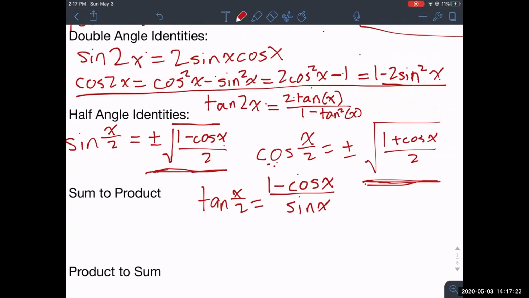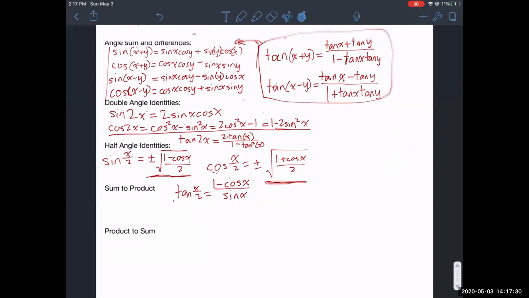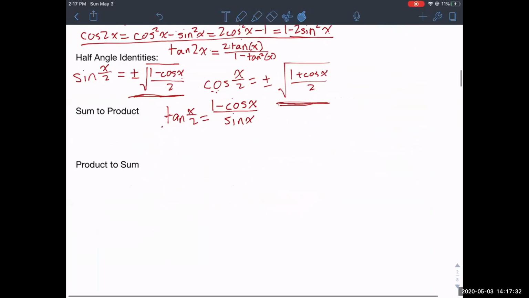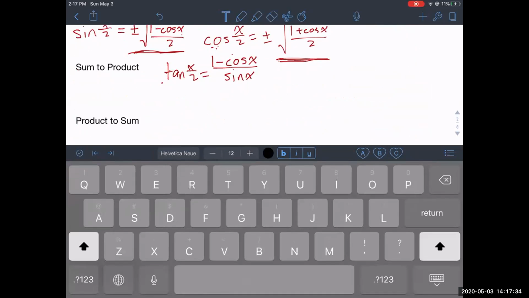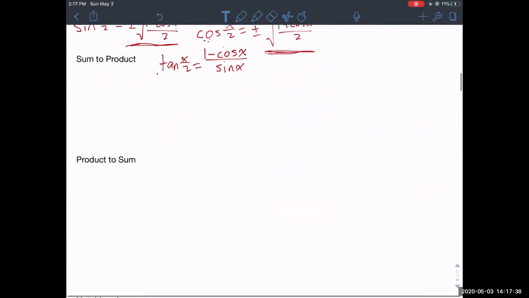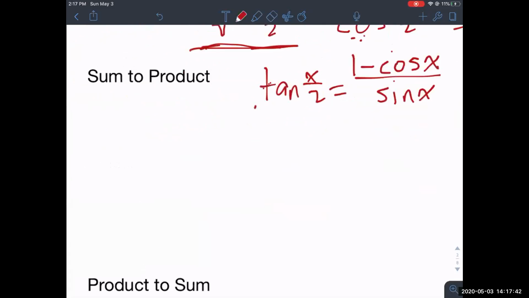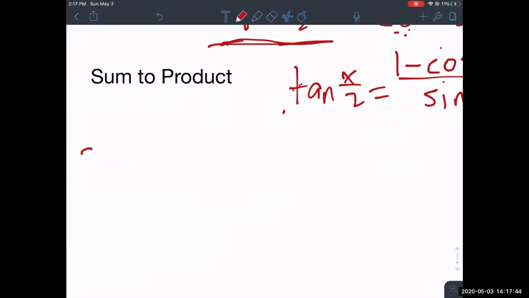All right, now for these last two, and these are definitely pretty tricky to know. Honestly, I can't even remember sum to product off the top of my head, or product to sum. But if you can remember these, more power to you. These are really handy, and I would definitely recommend you at least attempt to memorize them. It's not the end of the world if you don't. Sine x plus sine y.